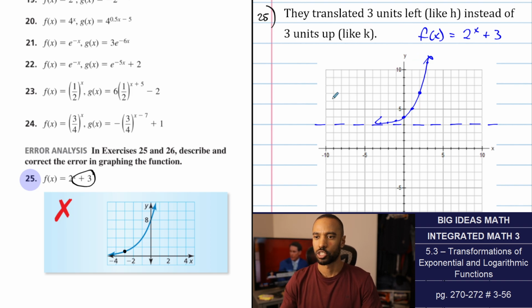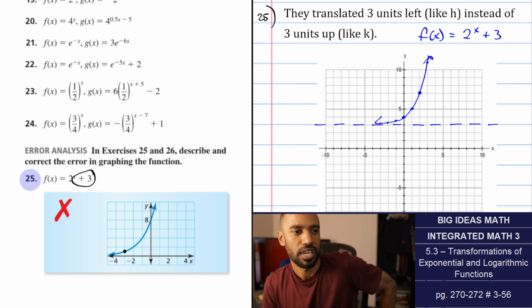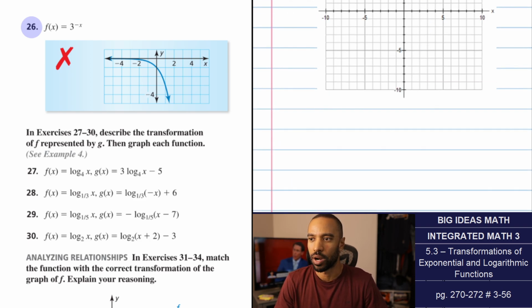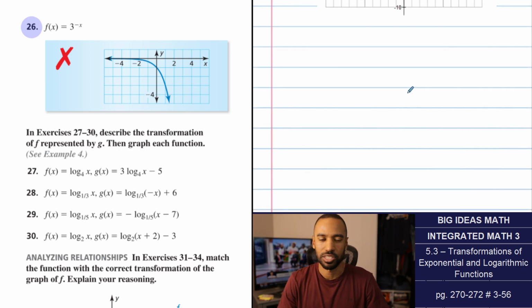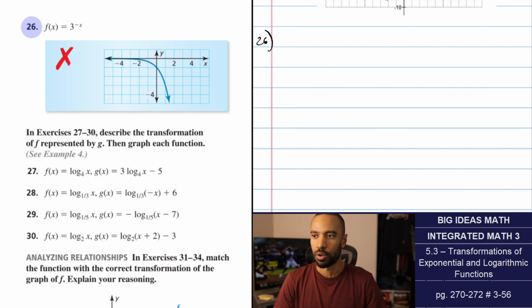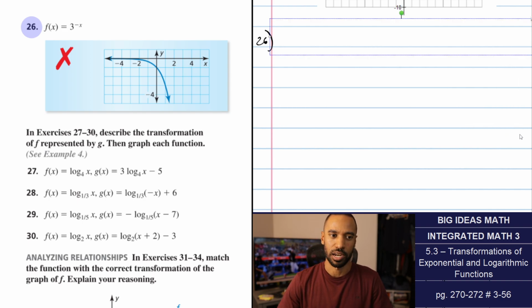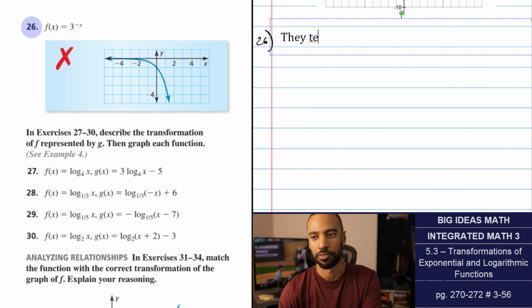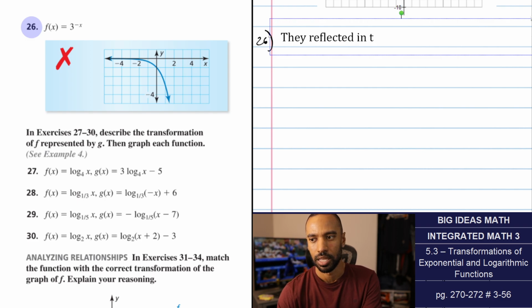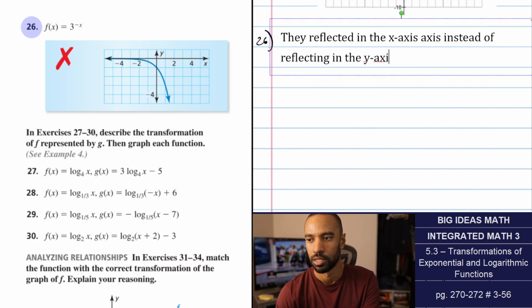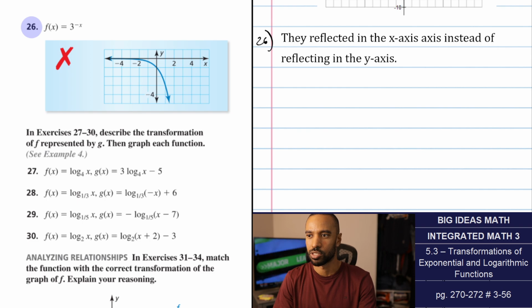Okay, let's correct the next error, number 26. Please don't be E. Please. Oh, thank goodness. All right, f of x equals 3 to the negative x. What I see is a reflection in the x-axis instead of a reflection in the y-axis on this one. So they reflected in x. That would have been what they do if it was negative 3 to the x instead of 3 to the negative x. They reflected in the x-axis instead of reflecting in the y-axis.